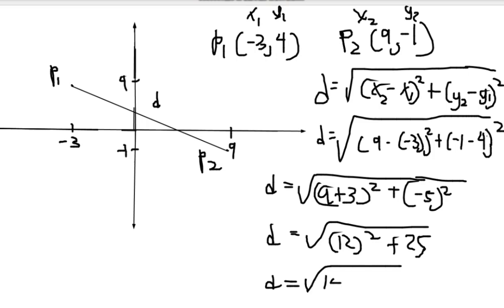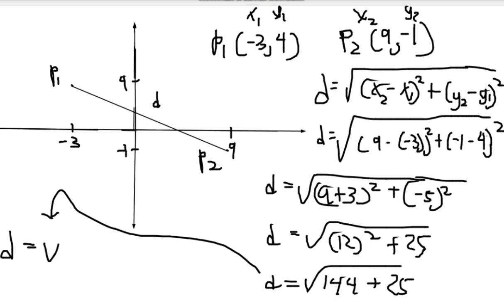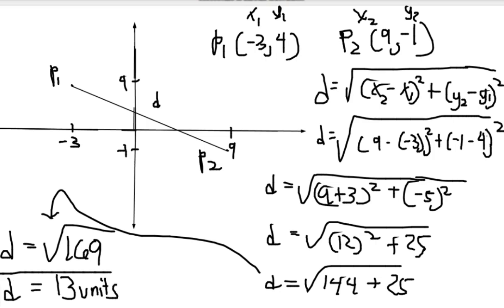So what we have here is the square root of 12 squared, which is 144, plus 25. Let's take the sum of 144 plus 25, which is 169. The square root of 169 is 13. So the distance between point 1 and point 2 is 13 units.